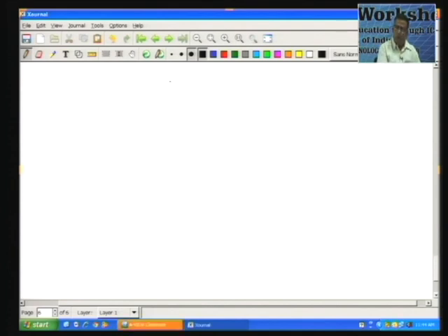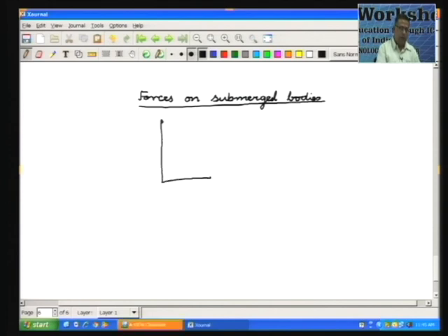Now, we can look at forces on submerged bodies. So, once again let us start with that simple example where you have water in a tank.